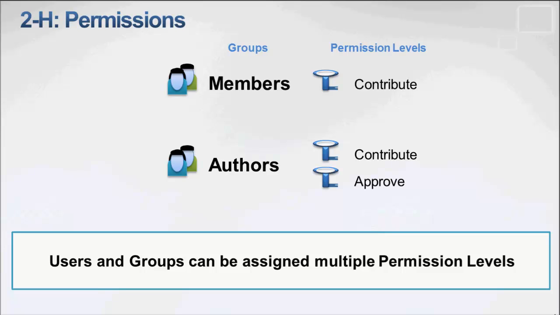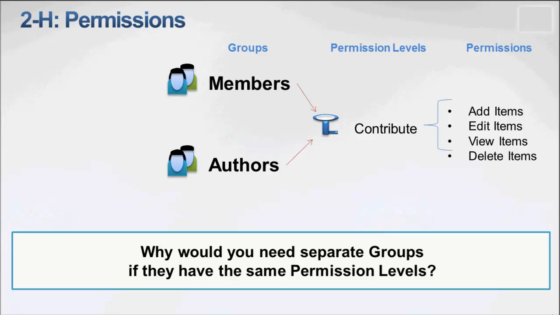This is quite good if an author, for example, has a combination that includes 2 permission levels. Rather than make a 3rd permission level that combines them together, you just tick the 2. But why would I want 2 groups to have the same permission levels if they just had, for example, contribute?